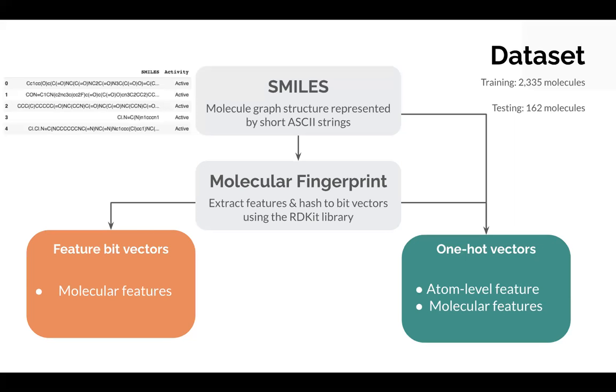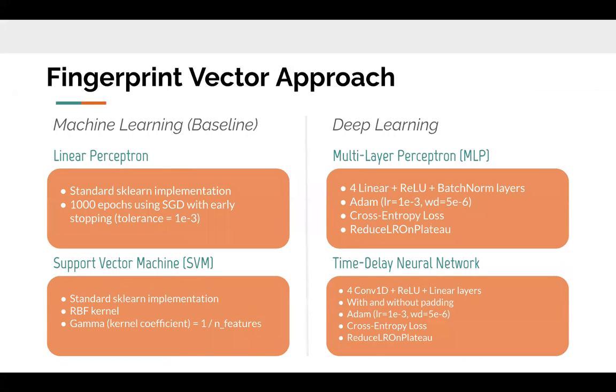SGC approach. Well, in our fingerprint vector approach, we implemented 4 different models, and 2 of them are traditional machine learning approaches, the linear perceptron and the support vector machine. And the 2 others are deep learning approaches. For our multi-layer perceptron model, we have 4 linear layers, a ReLU layer, and batchnorm layers. Our time delay neural network consists of 4 1D convolutional layers, each followed by ReLU and finally a linear layer. We tested 2 versions, one with padding and one without.